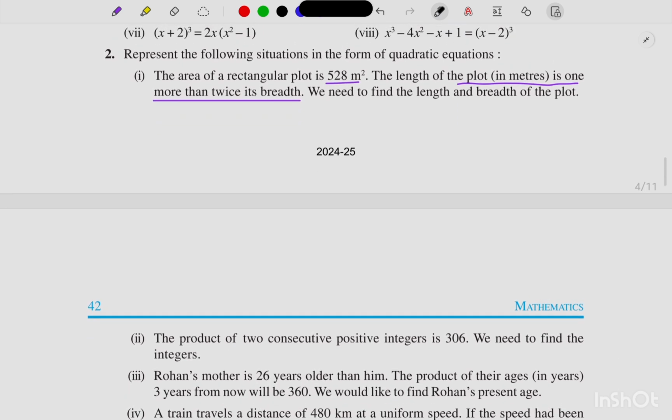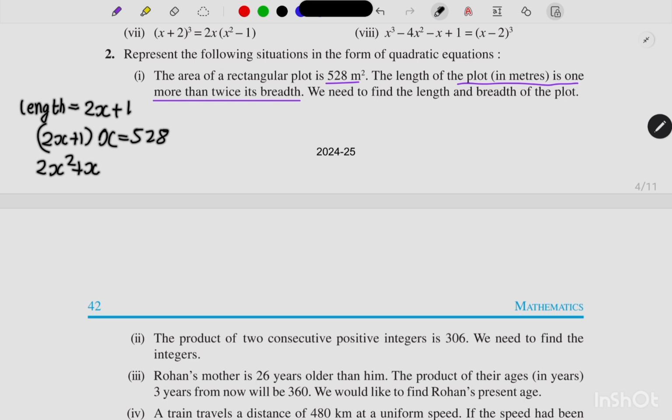Assume that the breadth of the plot is x. Okay, assume that the breadth of the plot is x. That means length is 2x plus 1. Okay, to find the area of length and breadth of the plot, multiply both of them. That is, 2x plus 1 multiplied by x will give you 528. Okay, multiply, you get 2x square plus x, and 528 to this side you will get.